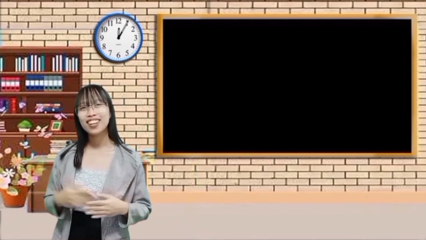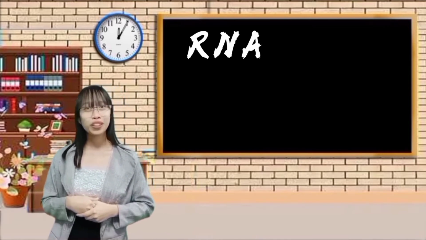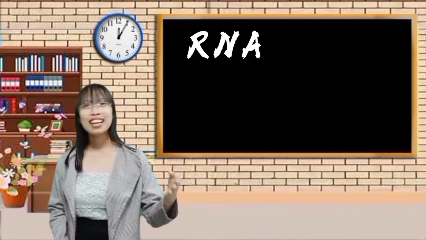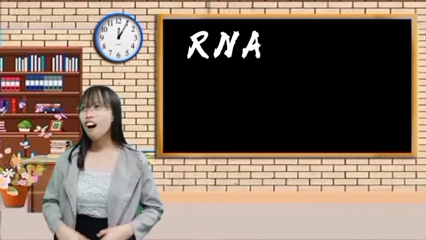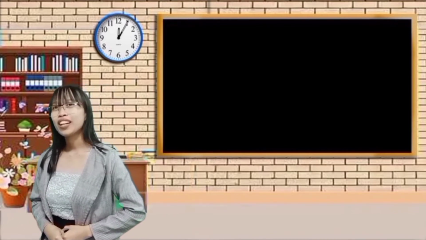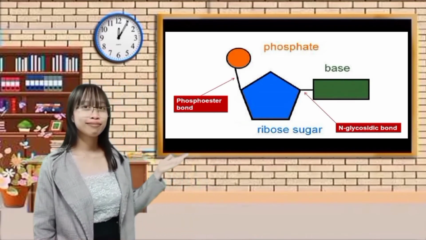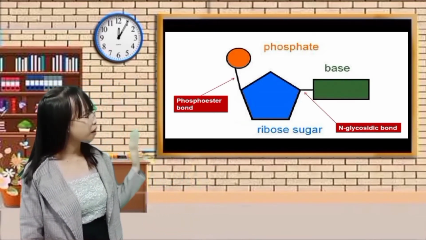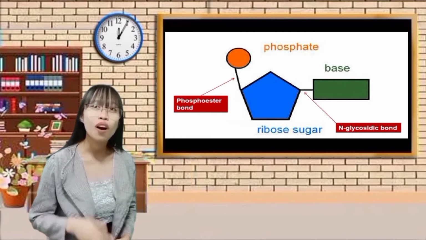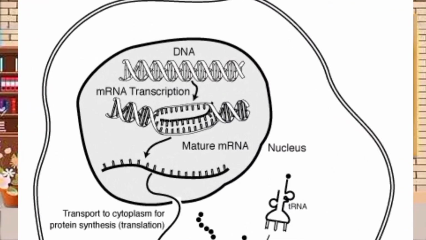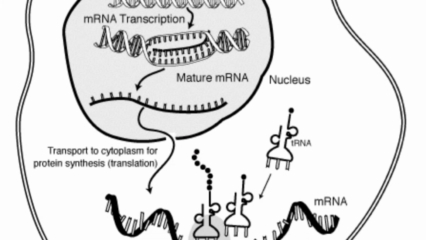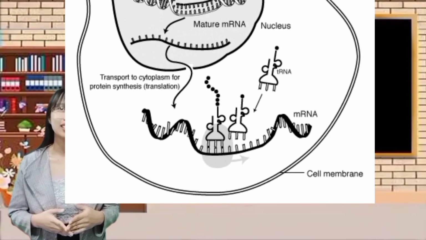Aside from DNA, RNA is another example of nucleic acid. What does RNA stand for? Yes, Angel. RNA means ribonucleic acid. Here are the structures of RNA. It's like DNA, but the sugar is ribose. RNA is made inside the nucleus, but it goes out to the cytoplasm because that is where it is needed to make proteins.